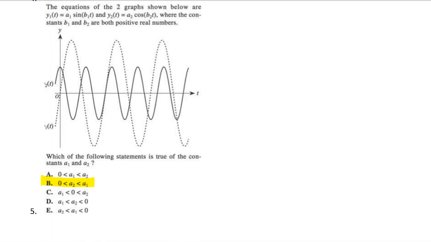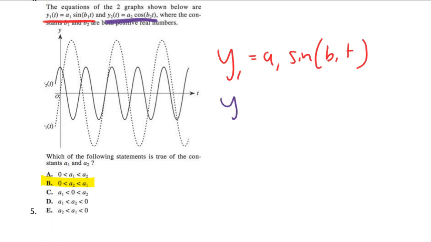Question 5 says we've got two equations, y1, which is a sine graph, and y2, which is a cosine graph. Based on our answers here, we're trying to compare how big A1 is to A2. Which one of these is bigger?